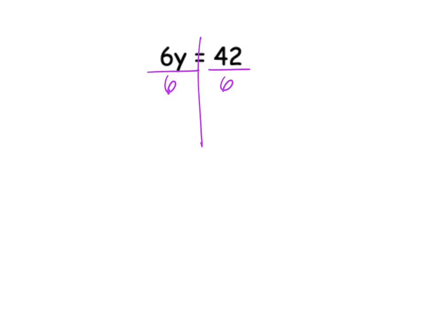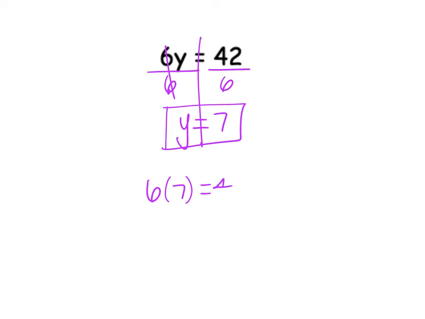Okay. 6 divided by 6 is 1, so that's like saying 1y equals, and then 42 divided by 6 is 7. So we have y equals 7. If we plug it back in to check it, we could say 6 times 7 equals 42. 42 equals 42, and we did it correctly.